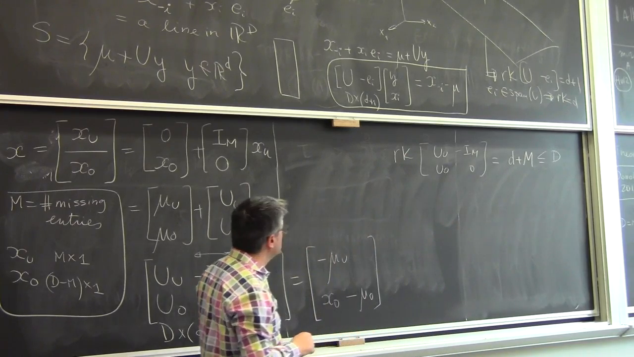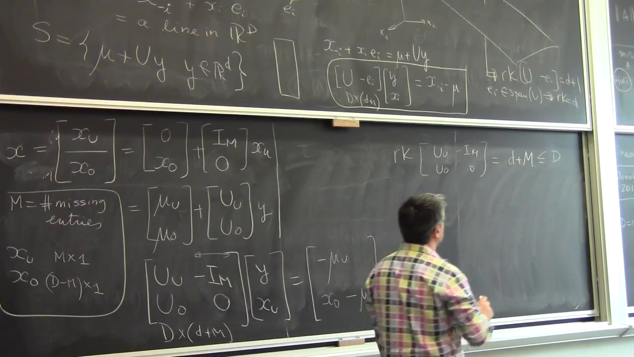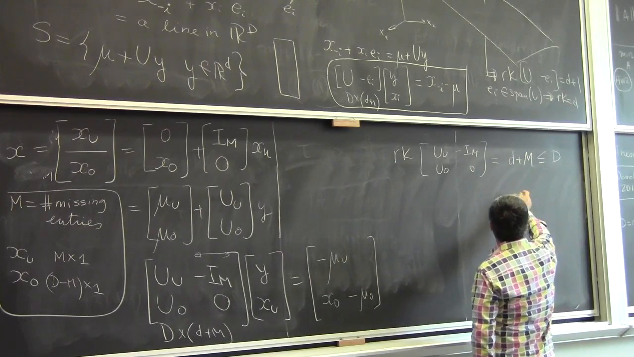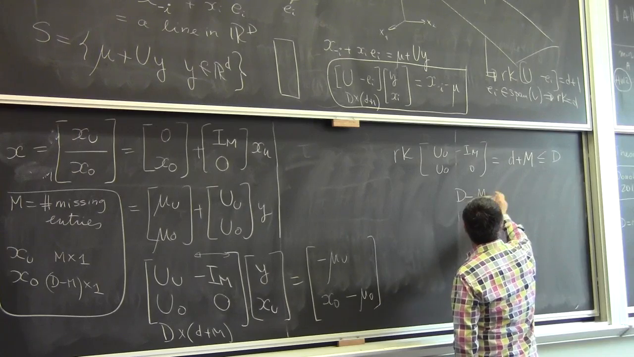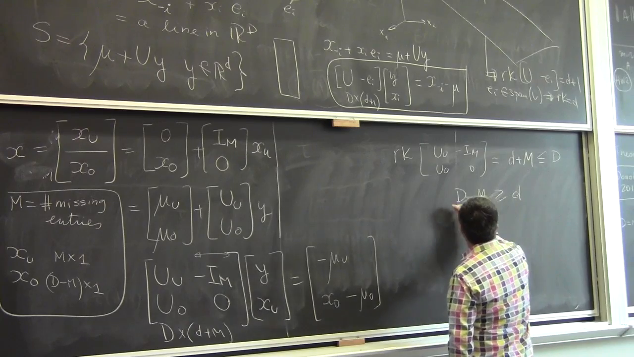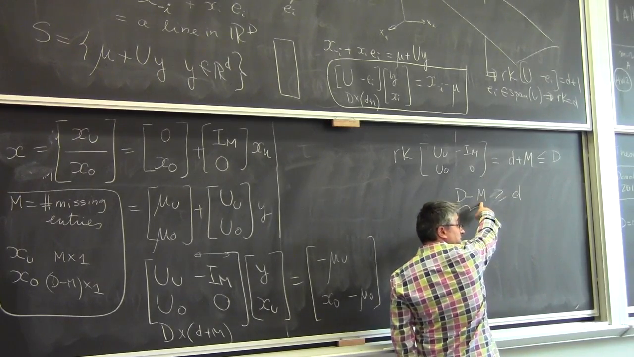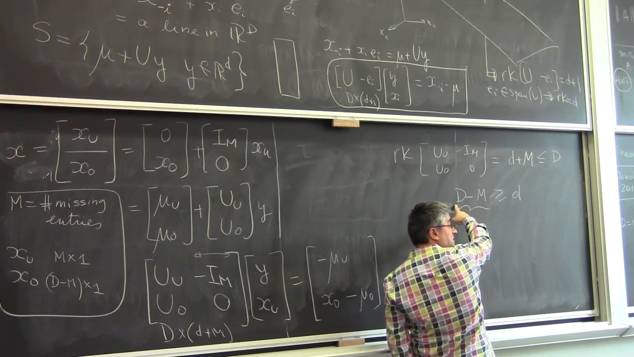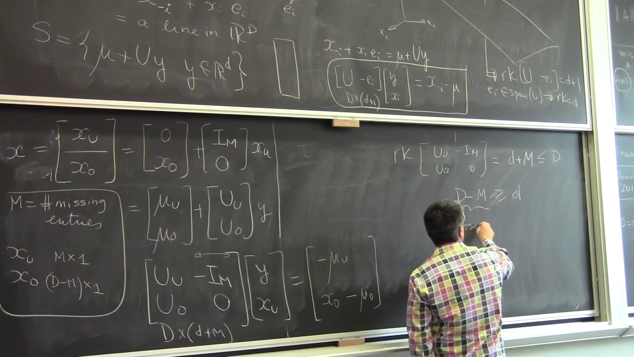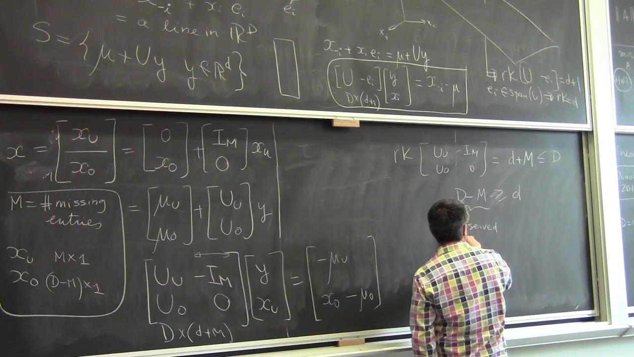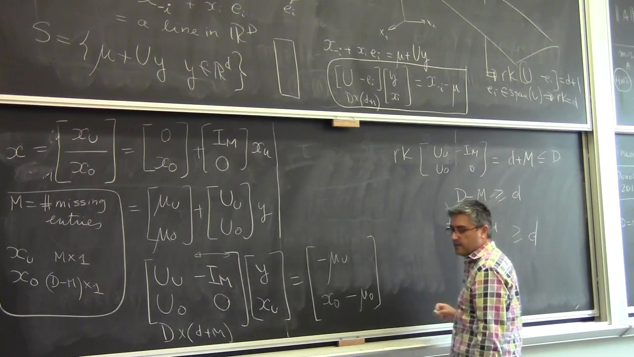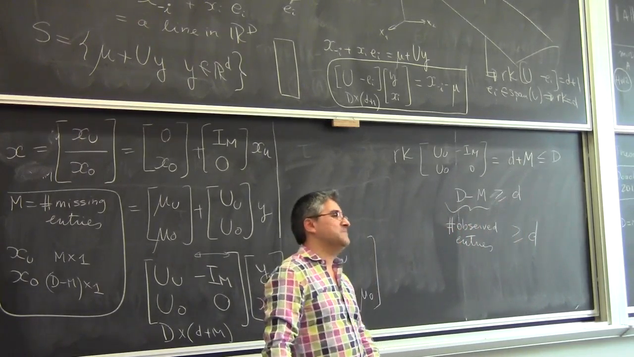But the other part that I wanted to make is just a counting argument. Based on this inequality that I just wrote there, it says the following: d minus m needs to be bigger than or equal to d. And what is this? This is the number of missing entries. This is the total number of entries. So the difference between the two is the number of observed entries. Needs to be bigger than or equal to d. Okay, it better be the case.